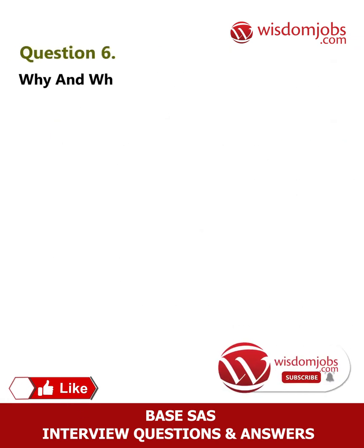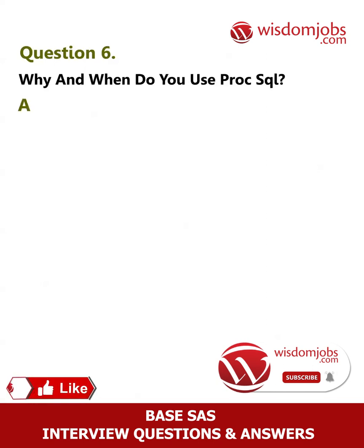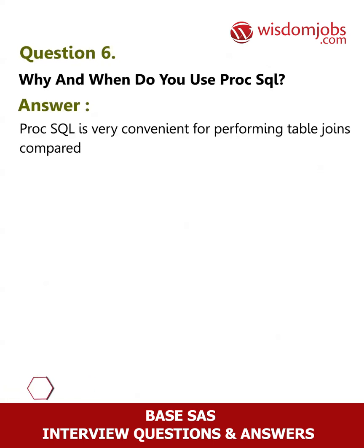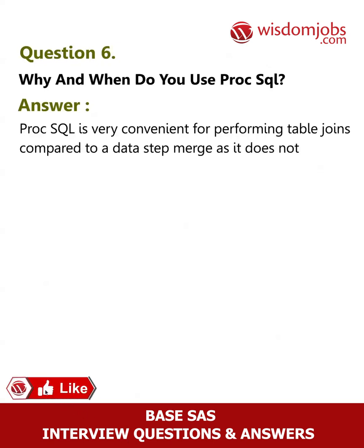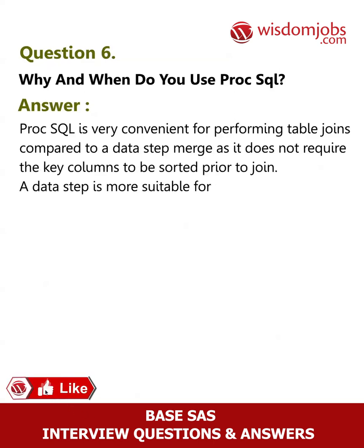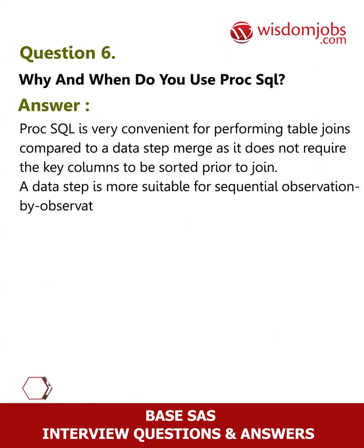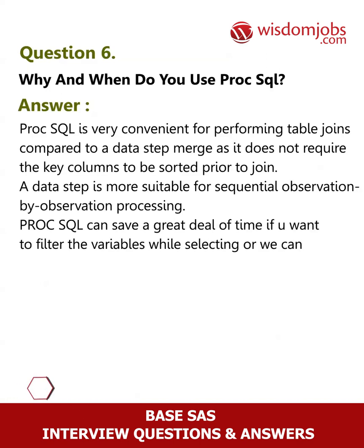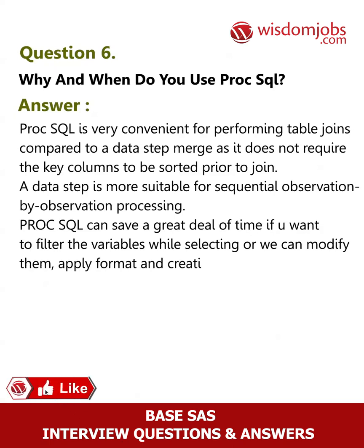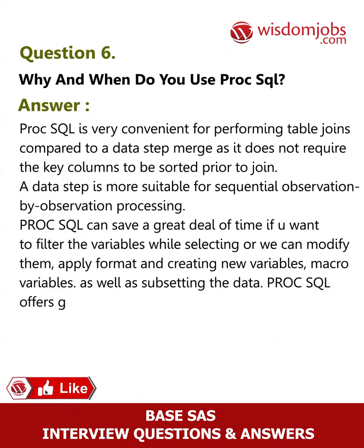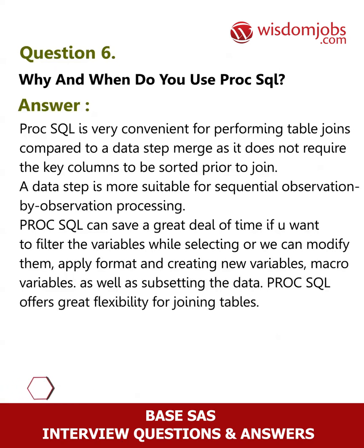Question 6. Why and when do you use Proc SQL? Answer. Proc SQL is very convenient for performing table joins compared to a data step merge, as it does not require the key columns to be sorted prior to join. A data step is more suitable for sequential observation by observation processing. Proc SQL can save a great deal of time if you want to filter the variables while selecting, or modify them, apply formats, create new variables, macro variables, as well as subset the data. Proc SQL offers great flexibility for joining tables.